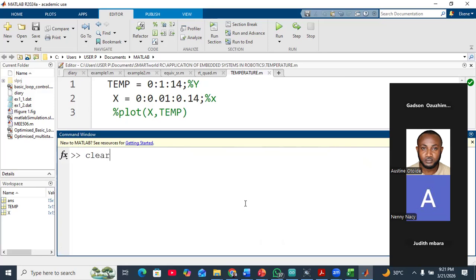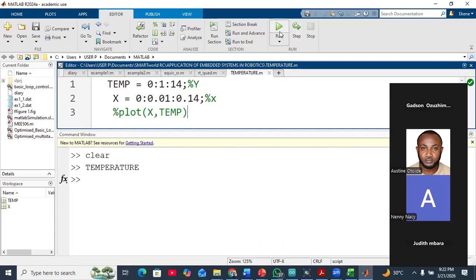Okay, this is 0, 0.01, this is 0, 1 up to 14. This is 0, 0, this is 0.01 up to 0.14. It should run now. Where list, okay. Let's see.